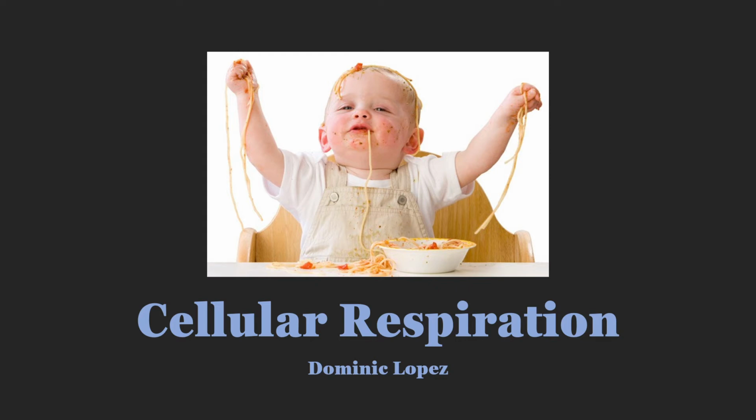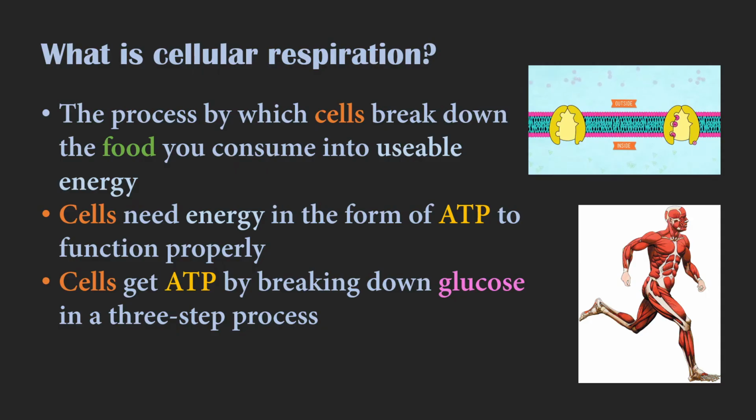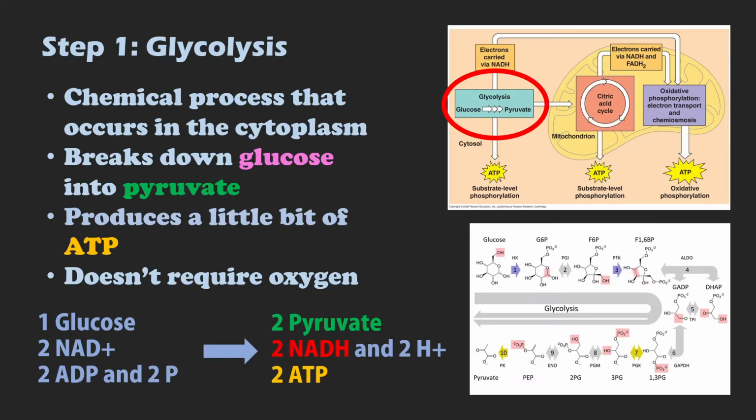Today I'm going to be talking about cellular respiration. So what is cellular respiration? Well, cellular respiration is the process by which the food you eat gets broken down into usable energy for your cells. Cells need energy in the form of ATP in order to function properly, and cells can get ATP by breaking down glucose that you consume in a three-step process.